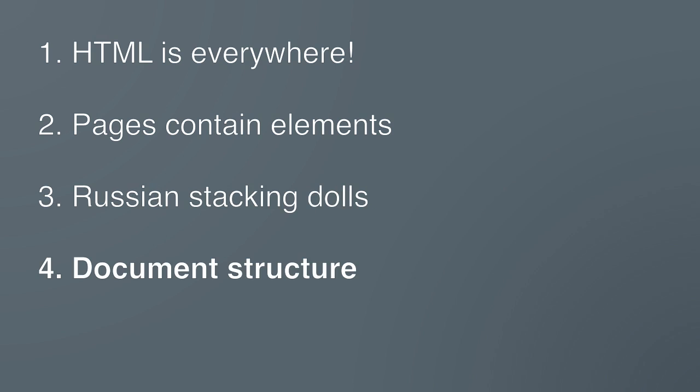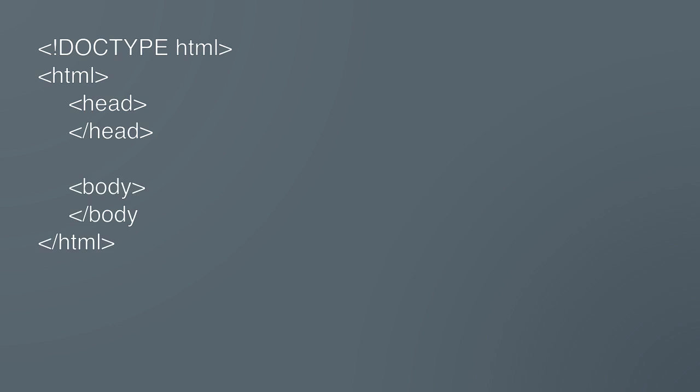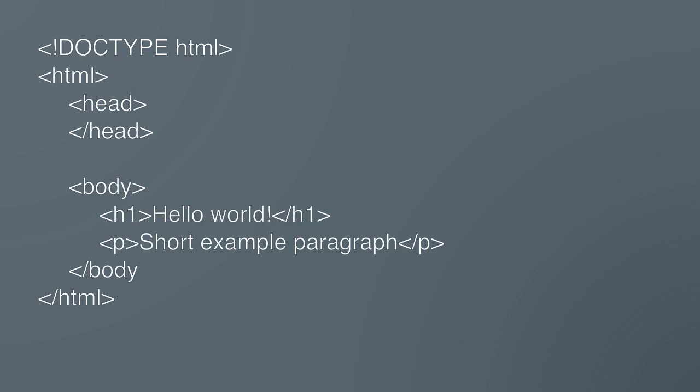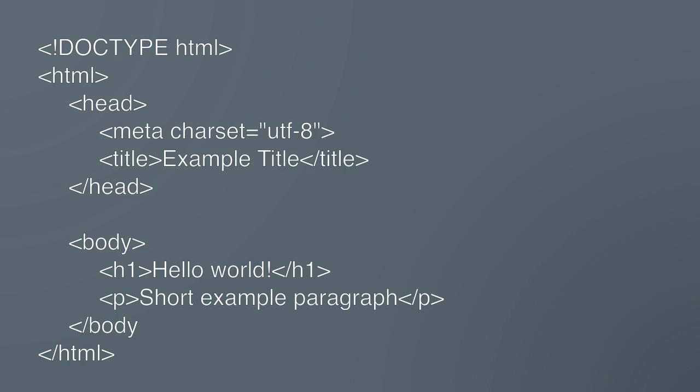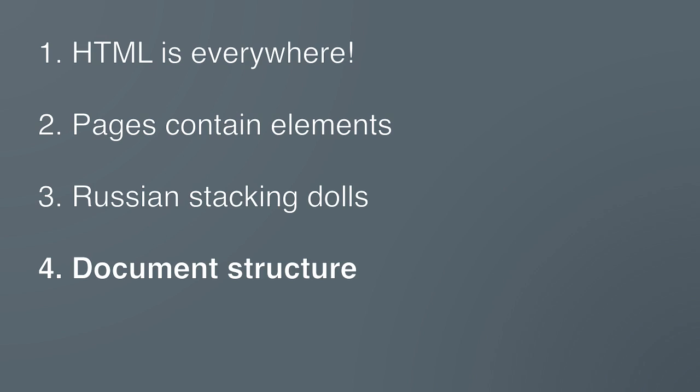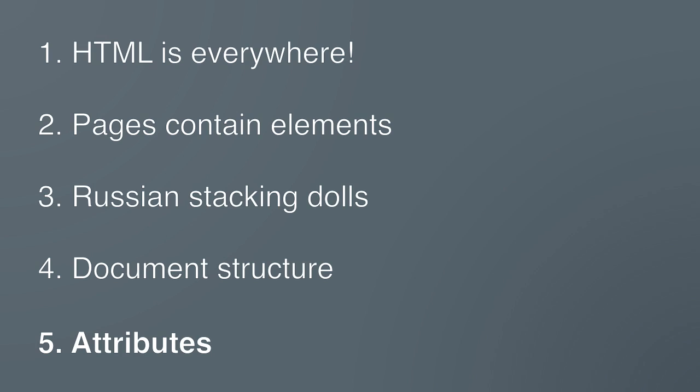Number 4, we learned about document structure. So we learned that all of our web pages have the root element of HTML, and then inside that element we have the head section and the body section. And the body section is where we include content, while the head section is where we include information about the page. Finally, number 5, we learned about HTML attributes.